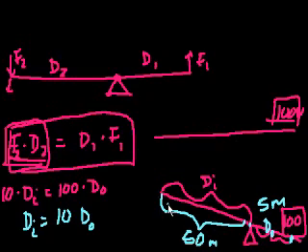And now what would happen? If I design this machine in this way, I will be able to apply 10 newtons here, which is my maximum strength, 10 newtons downwards, and I will lift a 100 Newton object.